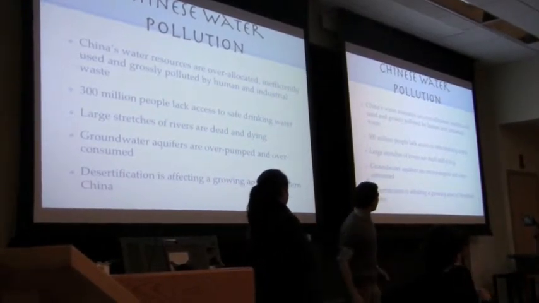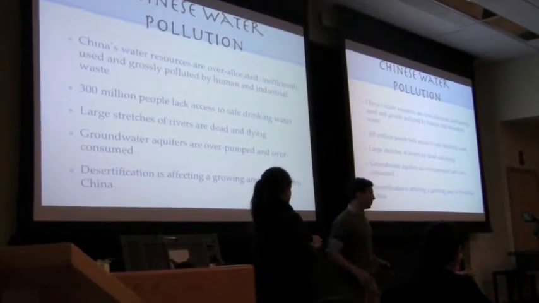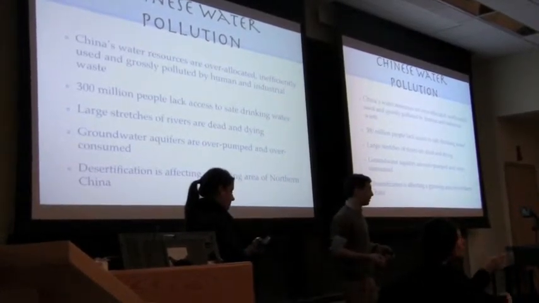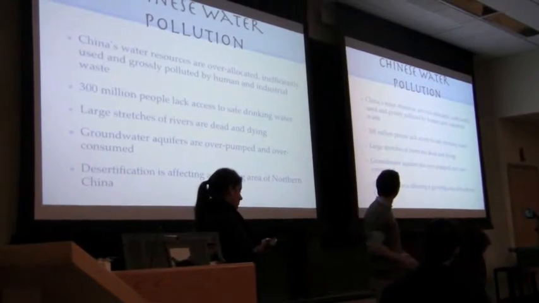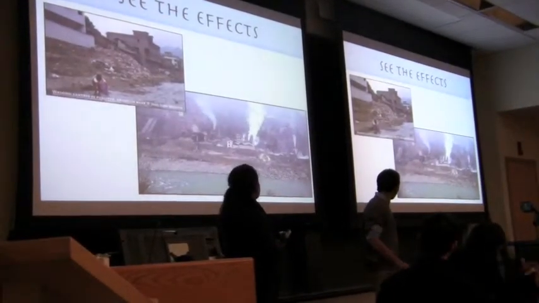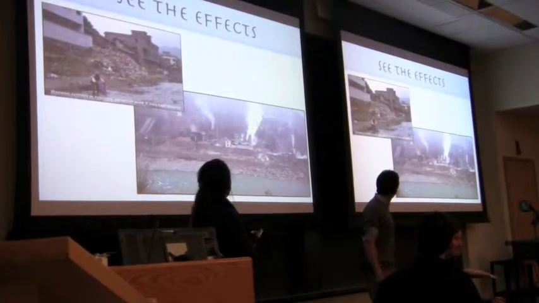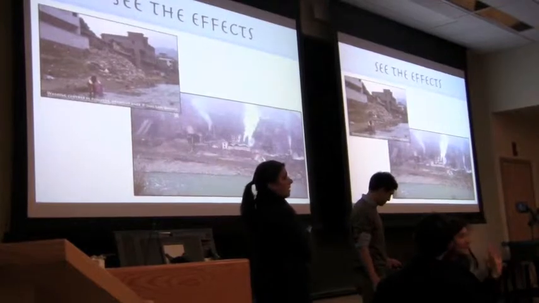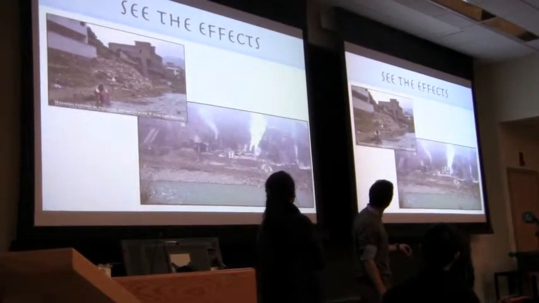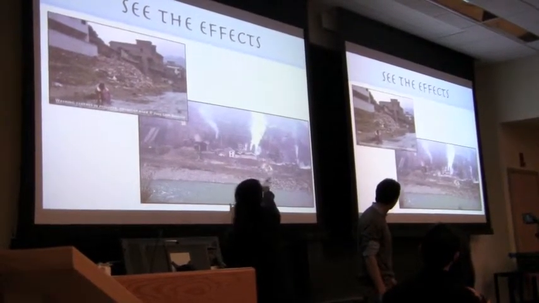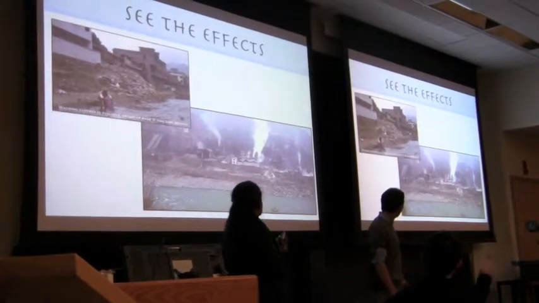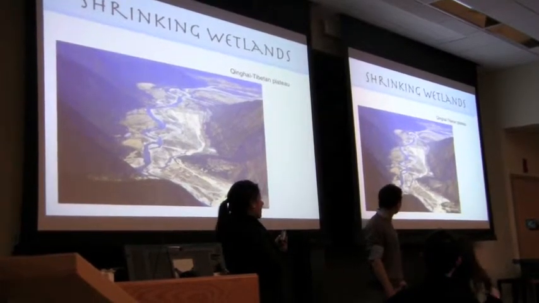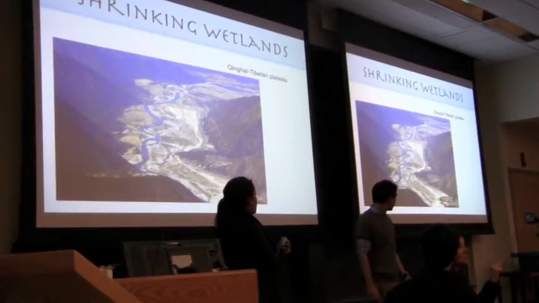Yeah, and then the groundwater aquifers are overpumped, so desertification is coming in at the Gobi Desert, which is in the middle of China. And you can see some of the effects here. These are current pictures of the situation, and this is found all over the country. In highly populated areas, as you can see, there are images of industry, factories, and the waters are disgusting. Wetlands are shrinking and natural resources are being depleted.